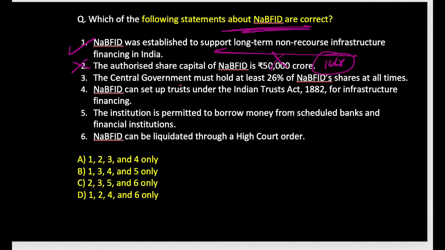Wrong. The central government must hold 26% of the NBFC share at all times. That is also true. Initially it was 100%, but it can come down to 26%, right? NaBFID can set up a trust under the Indian Trusts Act 1882 for infrastructure financing. The institution is permitted to borrow money from scheduled banks and financial institutions through bonds or other tools. Can NaBFID be liquidated by the High Court? No, it can be liquidated only by a resolution passed by the central government, right?